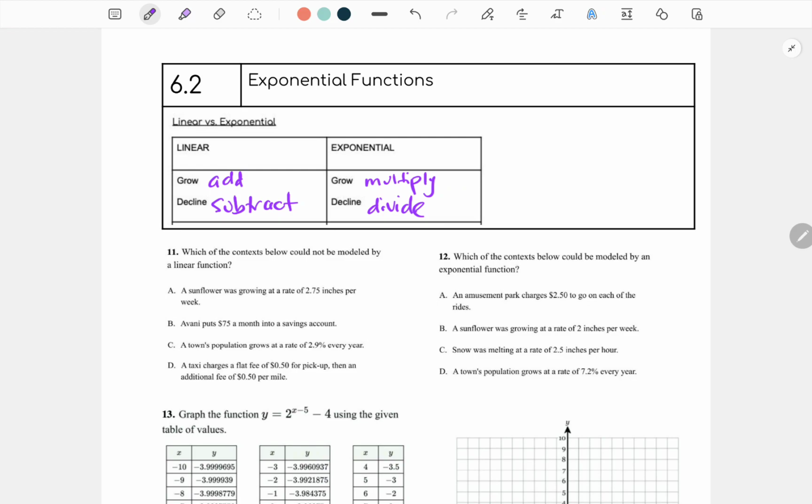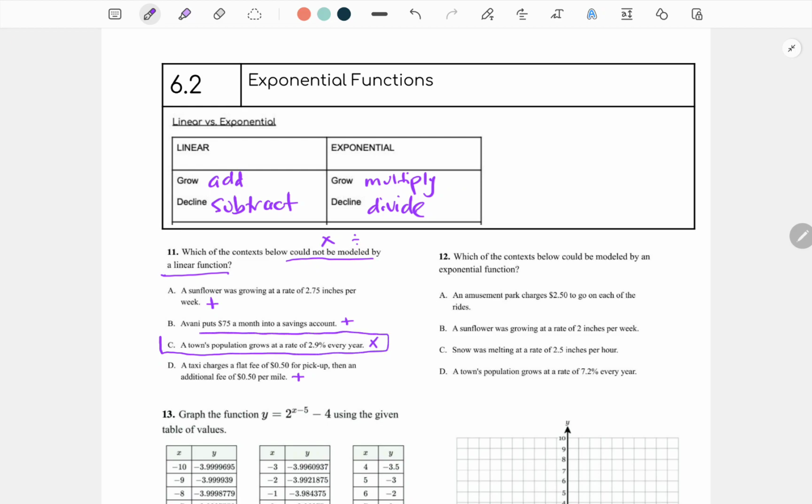So let's look at 11. Which of the contexts below could not be modeled by a linear function? So could not be modeled by a linear function would be, it has to be exponential, should be multiplying or dividing. So a sunflower growing at a rate of 2.75 inches per week, that would be adding. Avani put $75 a month into a savings account, that would be adding. A town's population growing at a rate of 2.9% every year, that would be multiplying. And then taxi charging a flat fee, then another fee per mile, that's still adding. So for it to be an exponential function, it would be multiplying, it would be a C.